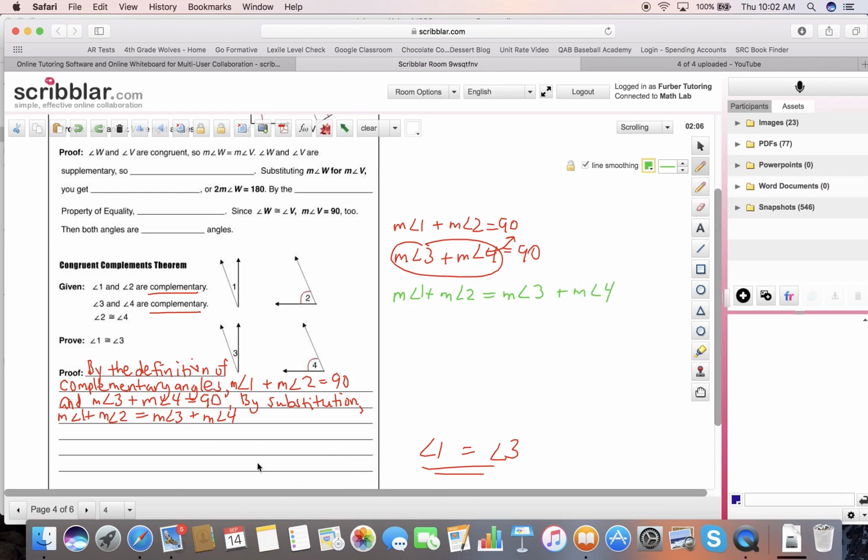Okay, and so now I'm going to do a little bit of work here, okay? I'm going to understand that one of the things that was given to me in the given statements is that the measure of angle 2 is equal to the measure of angle 4. So I'm going to put, it is given that the measure of angle 2 is equal to the measure of angle 4. Okay?